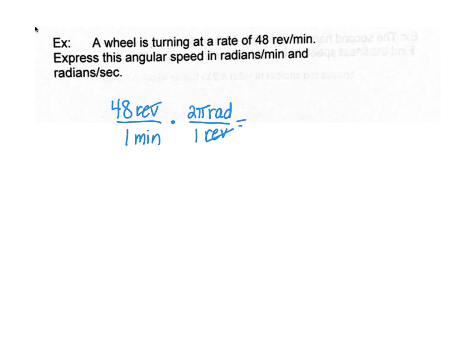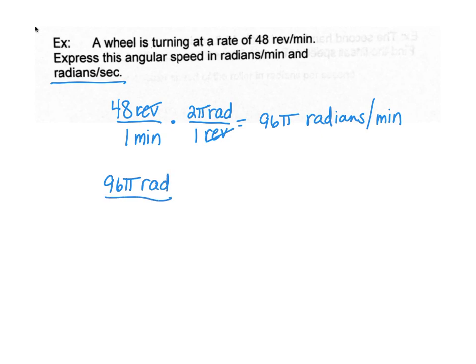So I take the 48 and multiply by 2, and that gives me 96 pi radians per minute. Now, the next thing I want to do is express this in radians per second. So I have 96 pi radians in one minute. Now I want my minutes to cancel out. So my minutes are going to go in the numerator, and I want to end up with seconds.